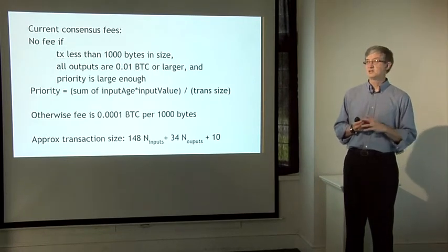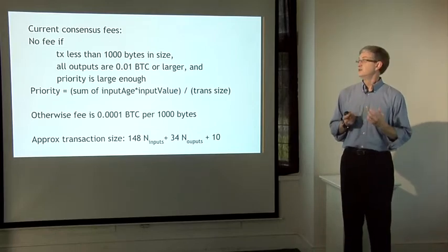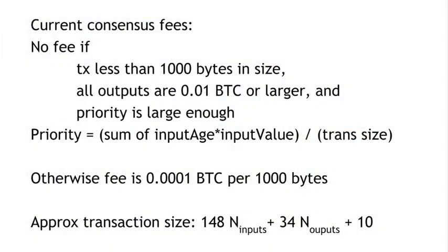Okay. So the current consensus transaction fees are as follows. First of all, no fee is charged if the transaction is less than 1,000 bytes in total size, if all of the outputs of the transaction are 1/100th of a Bitcoin or larger. That's currently worth about $5 or $6 US. And if the priority of the transaction, according to a certain formula, is large enough. The priority formula works like this. You look at all of the inputs to the transaction, and for each one you add up the product of the age of that input times the value of that input in Bitcoins. You add that up over all the inputs, then you divide by the transaction size.